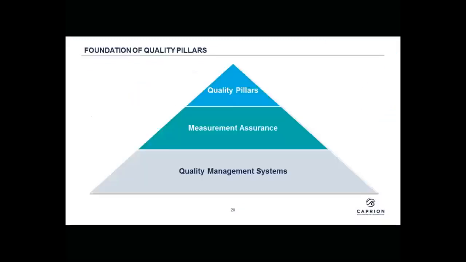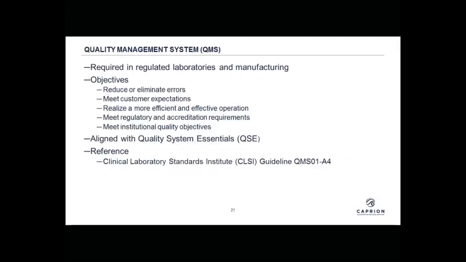So what are quality pillars? Well, the foundation of quality pillars are quality management systems and measurement assurance. So quality management systems, please do not log off at seeing this slide. It's not a QA talk, but I do need to introduce everyone to some QA concepts. So quality management systems are required in regulated labs and manufacturing, as well as other industries. So the objective is to reduce or eliminate errors, meet customer expectations, realize a more efficient and effective operation, meet regulatory and accreditation requirements, and meet your institutional quality objectives.